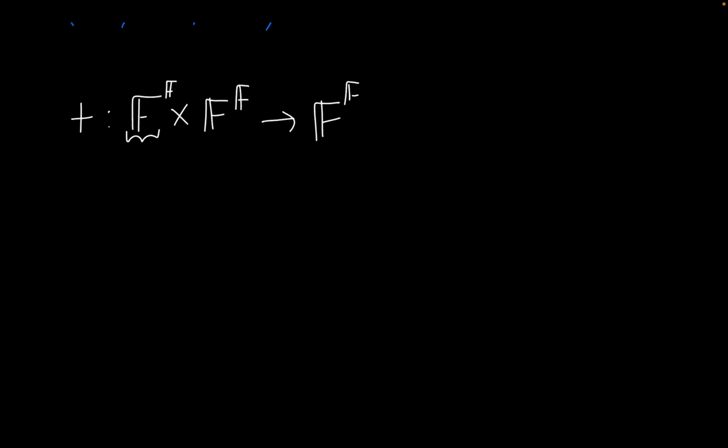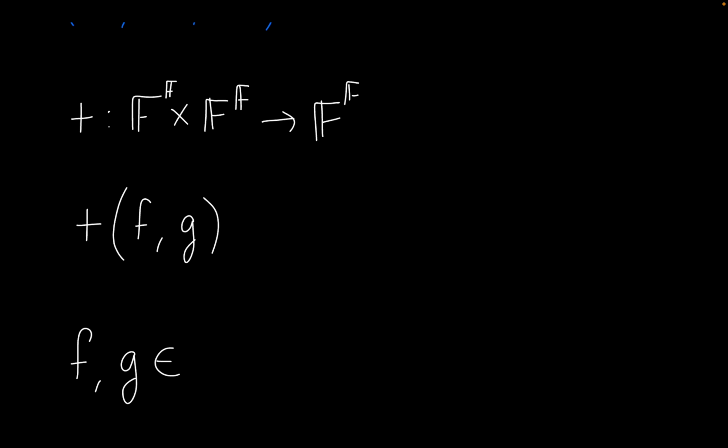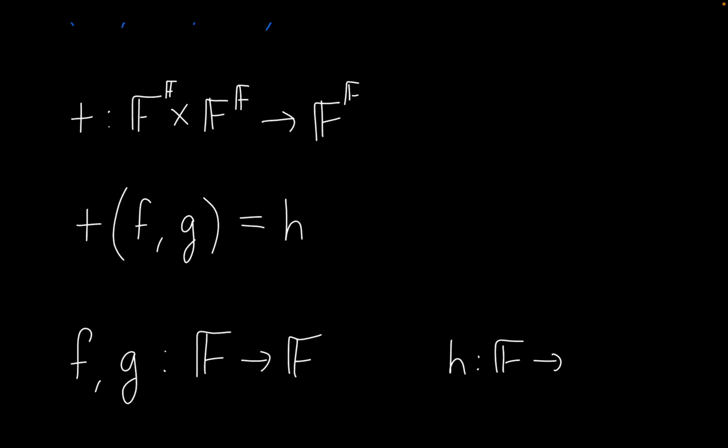The inputs to plus are ordered pairs where each element in the ordered pair is a function from F to F. So plus is defined on an ordered pair of functions f, g, where f and g are functions from F to F, or we can write they are functions from F to F like this. And then it associates with this ordered pair a third function which is also in F to F, or I should say h is also a function from F to F. So you want to take two functions from F to F, and on the ordered pair of them, you want to associate a third function from F to F.